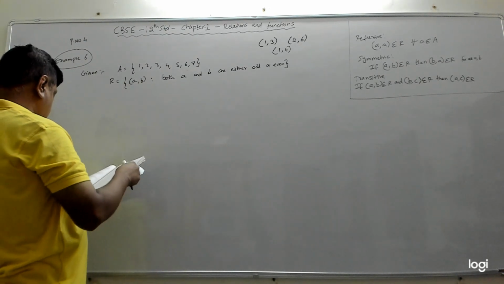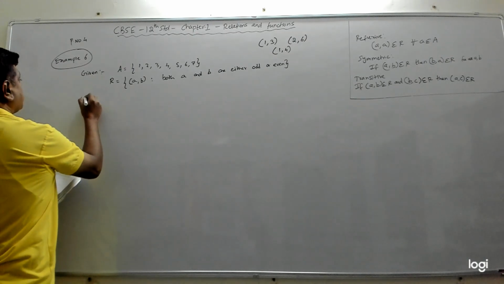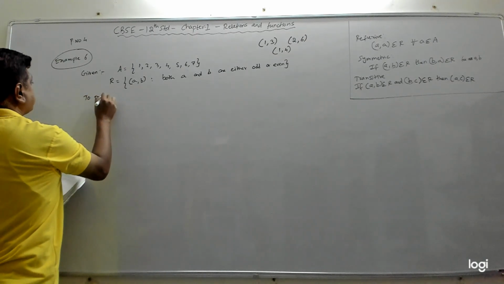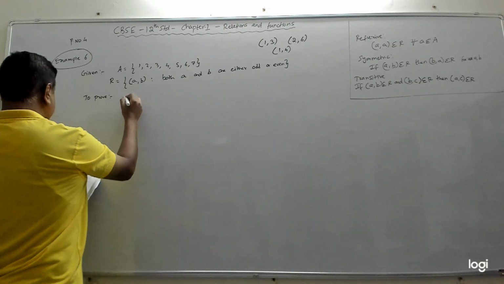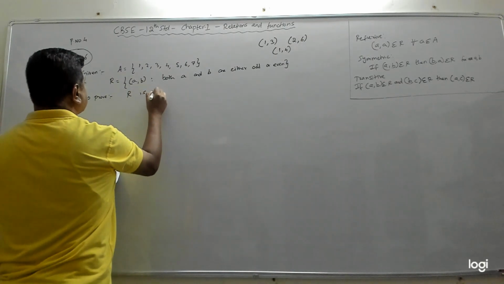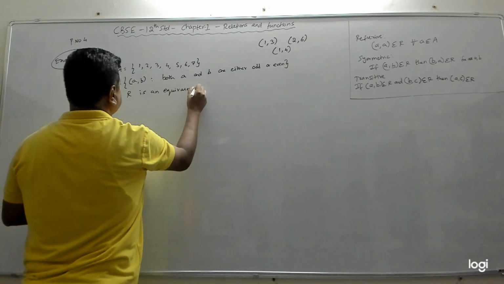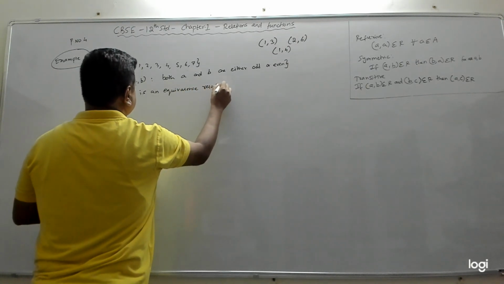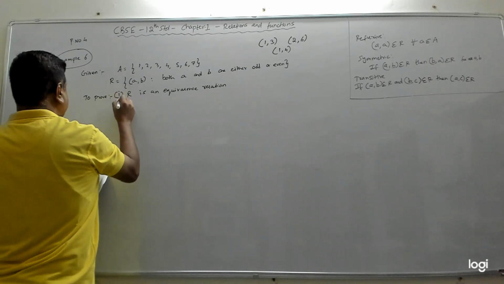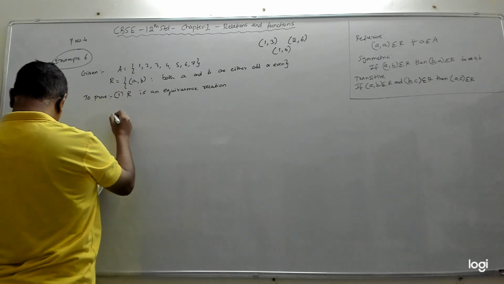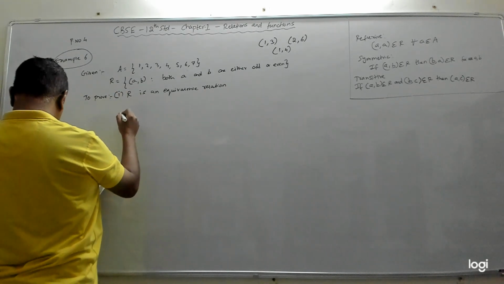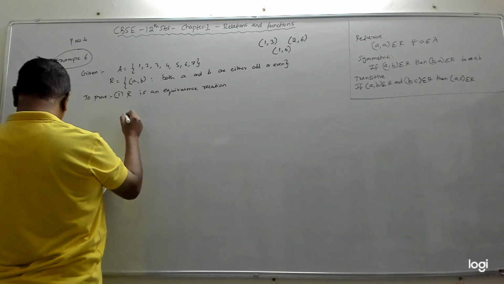Now what we have to prove is that R is an equivalence relation. That is point number 1 that we should prove. And the second one that we should prove is, further, all the elements of the subset are related to each other, and all the elements of the subset 2, 4, 6.